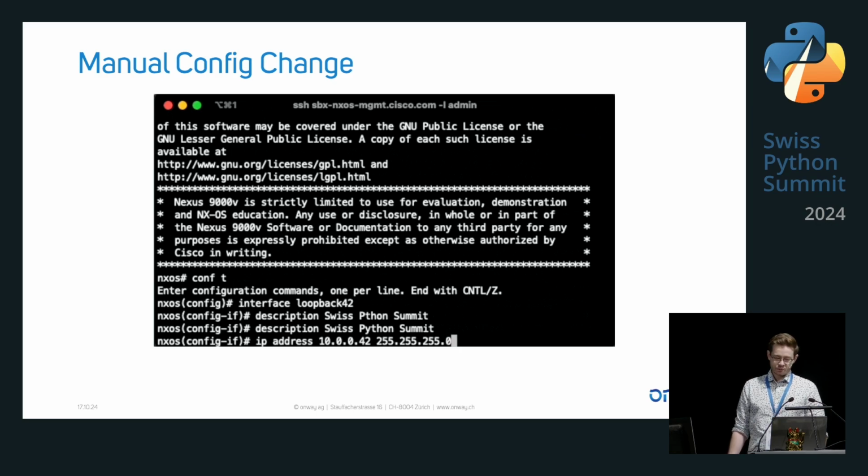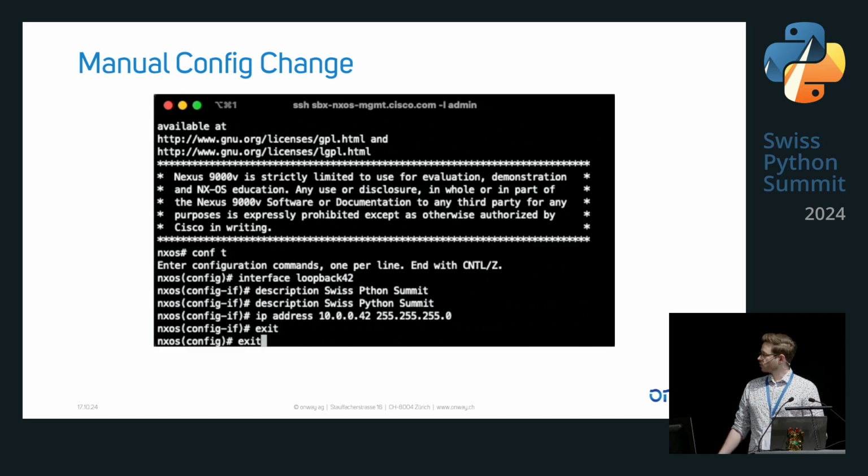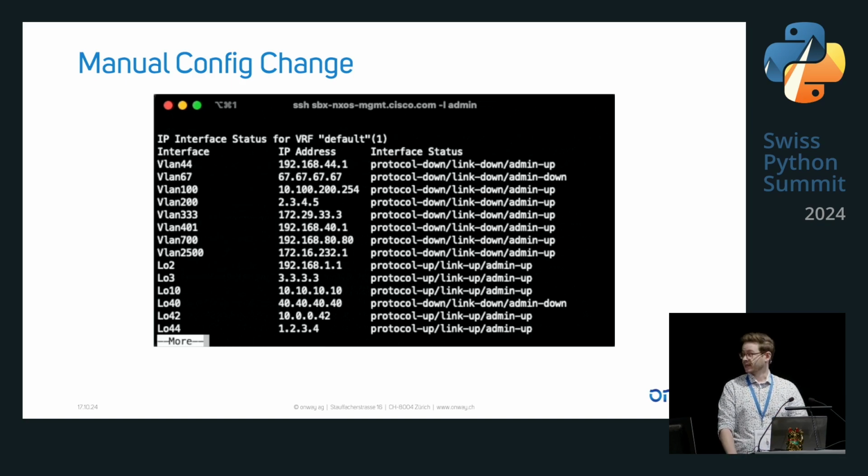Once that is finished, we can exit the config command and start with our verification. So the first command we are going to execute is show IP interface brief. And with that command, we can see all the different interfaces we have on that device. Right here, we can see that we have the loopback42 interface.